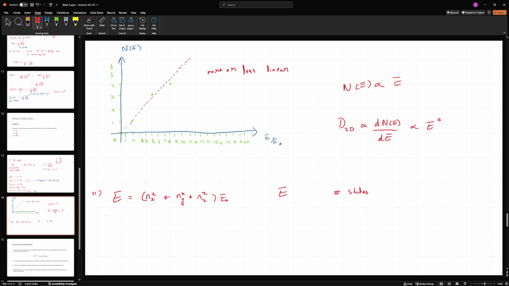So the energy levels, I will just write the nx, ny, and nz values. The ground state is going to be 1, 1, 1. The second excited state is going to be 1, 1, 2. And now we have a threefold degeneracy: 2, 1, 1 and 1, 2, 1.